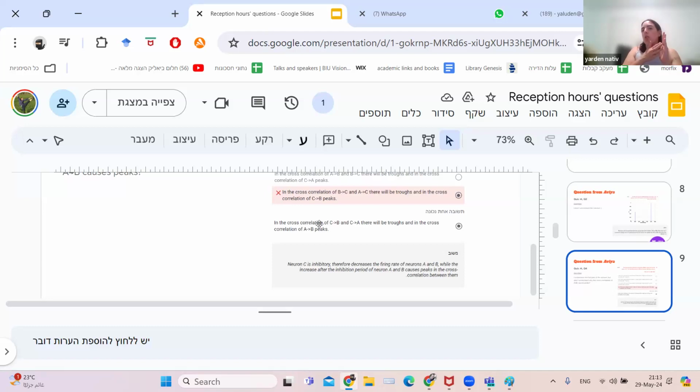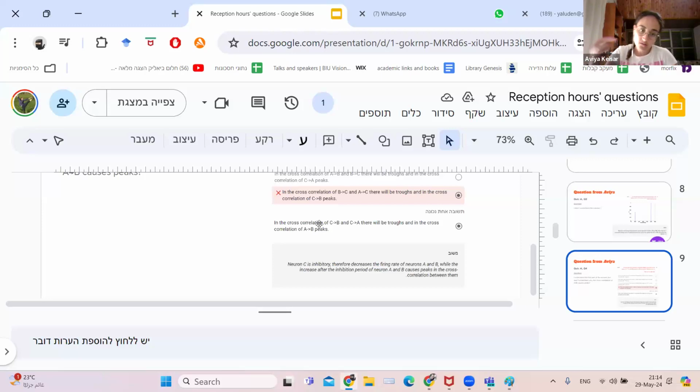So that the first one already finished the inhibition, and now there is an increase in its firing rate, while the other one is still during this period of inhibition. Therefore, the relation between them will be as if one causes a peak to the other. Okay. So this is the only reason. Okay, but why do you say that one causes a peak to the other?